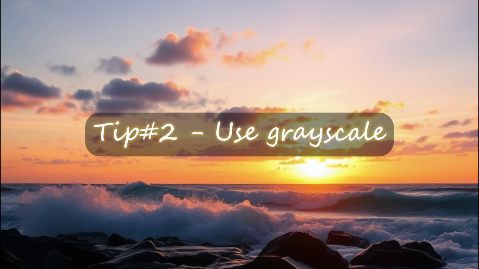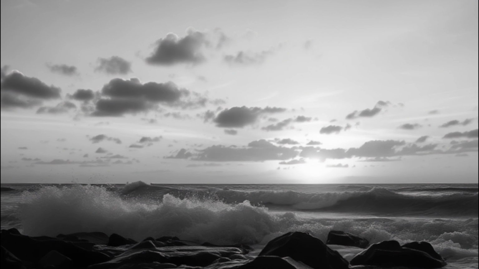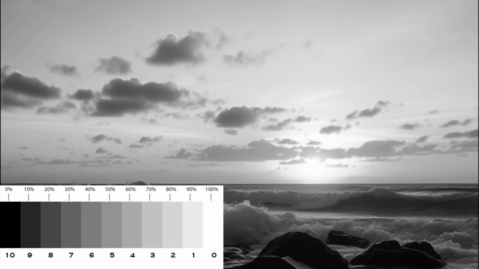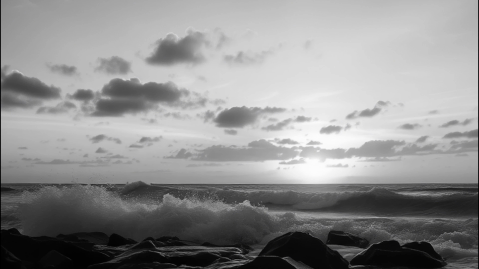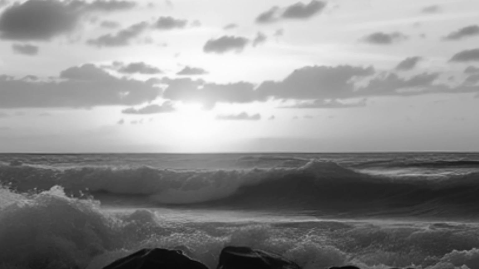Tip number two, use grayscale. Taking the time to study your scene completely void of color will aid you in seeing these transitions. In fact, most artists will even keep a grayscale ruler, such as this one, near their work area to aid them in determining values. The example here has 10 values, but a smaller amount would be sufficient.